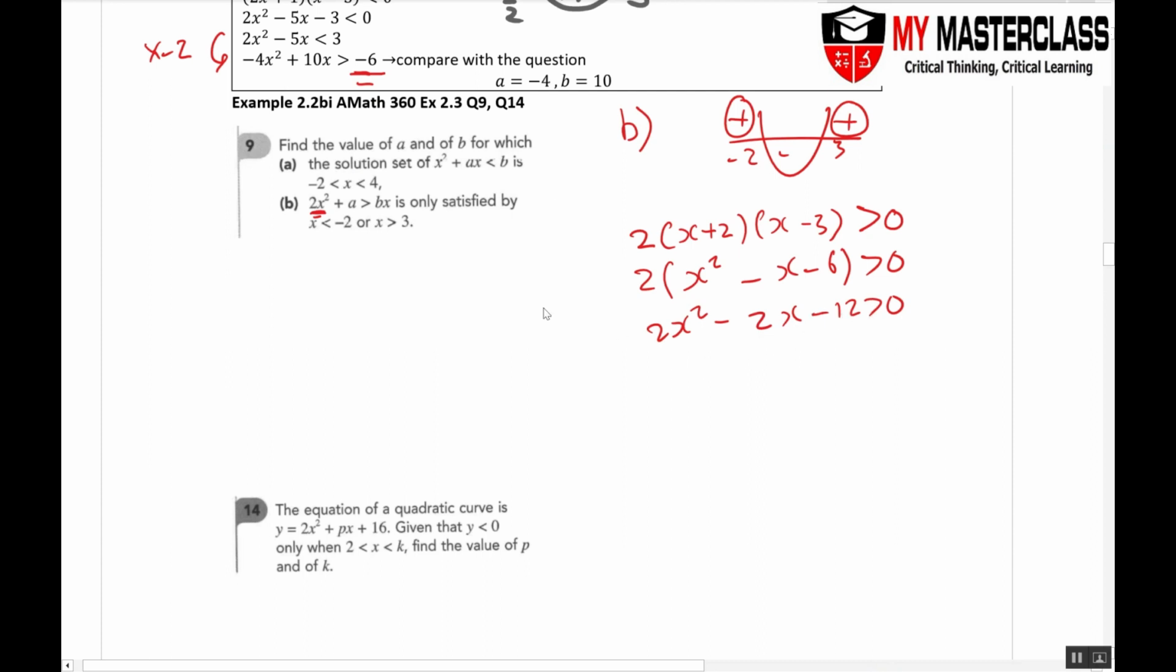After that, express it in the same form as they did. 2x squared plus a more than bx, which means you must move your x term to the right hand side. I will have 2x squared minus 12 more than 2x. Then you just compare your terms from here. Therefore, a equals minus 12, b equals 2. That's it.